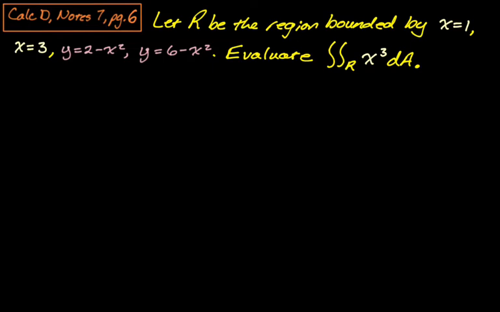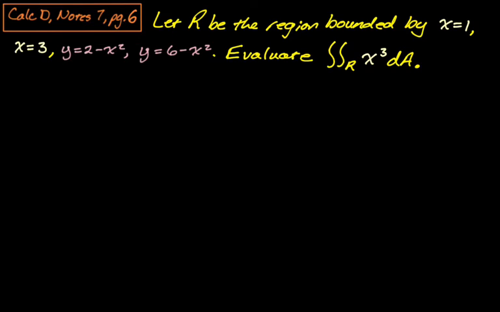So let R be the region bounded by x equals 1, x equals 3, y equals 2 minus x squared, y equals 6 minus x squared. And then we want to evaluate the double integral over the region of x cubed. So x cubed is the ceiling, and then our region in the xy plane we have to describe, write our bounds, and then do the integral.